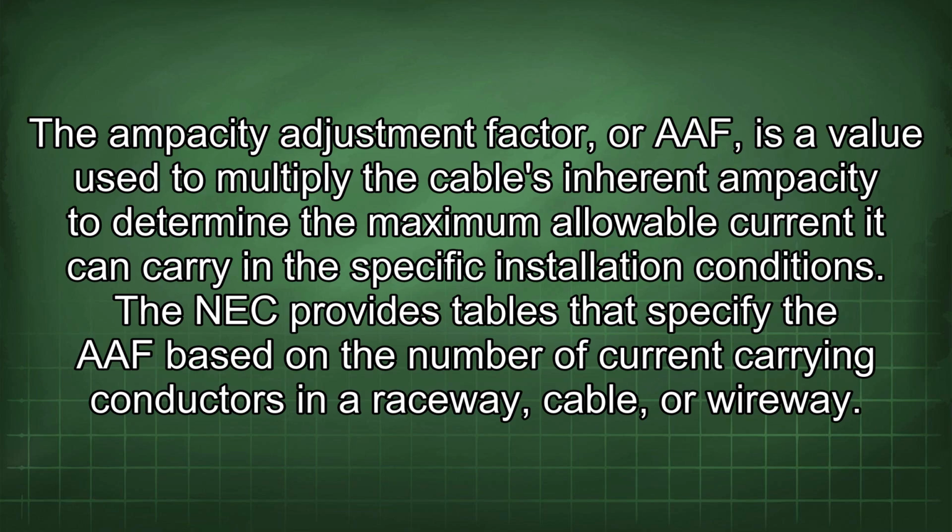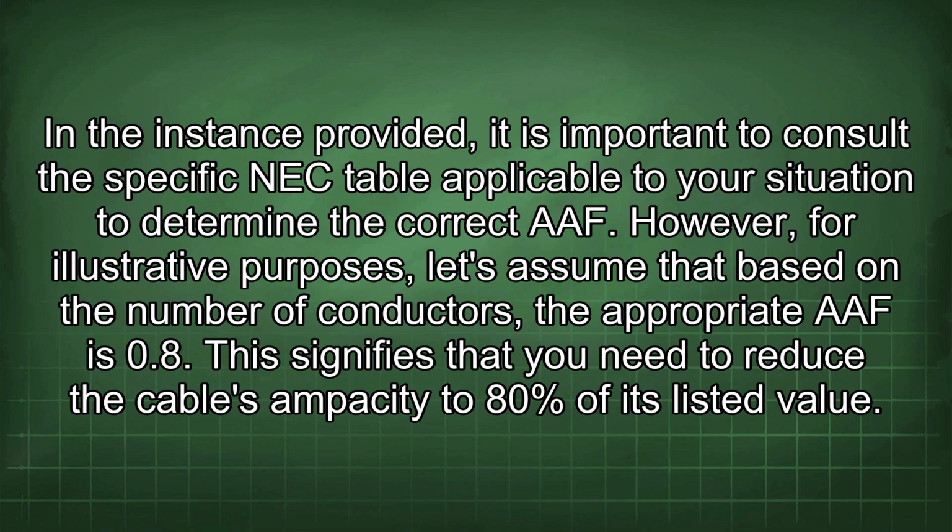The ampacity adjustment factor, or AF, is a value used to multiply the cable's inherent ampacity to determine the maximum allowable current it can carry in the specific installation conditions. The NEC provides tables that specify the AF based on the number of current-carrying conductors in a raceway, cable, or Wireway. In the instance provided, it is important to consult the specific NEC table applicable to your situation to determine the correct AF. However, for illustrative purposes, let's assume that based on the number of conductors, the appropriate AF is 0.8. This signifies that you need to reduce the cable's ampacity to 80% of its listed value.